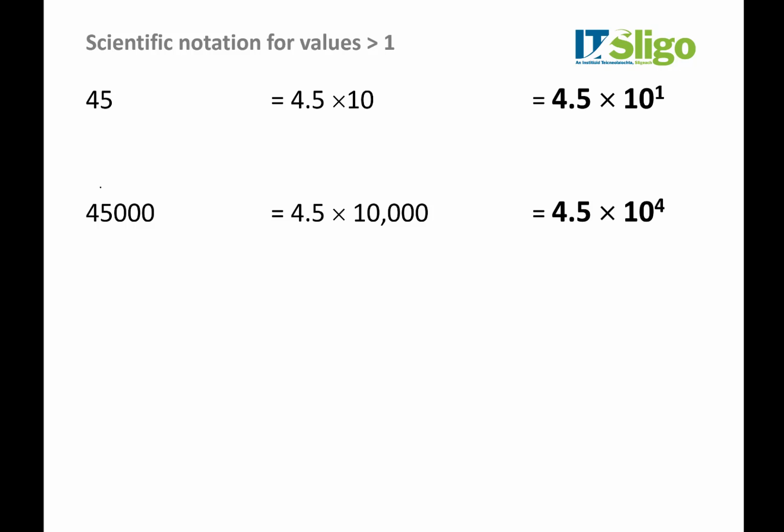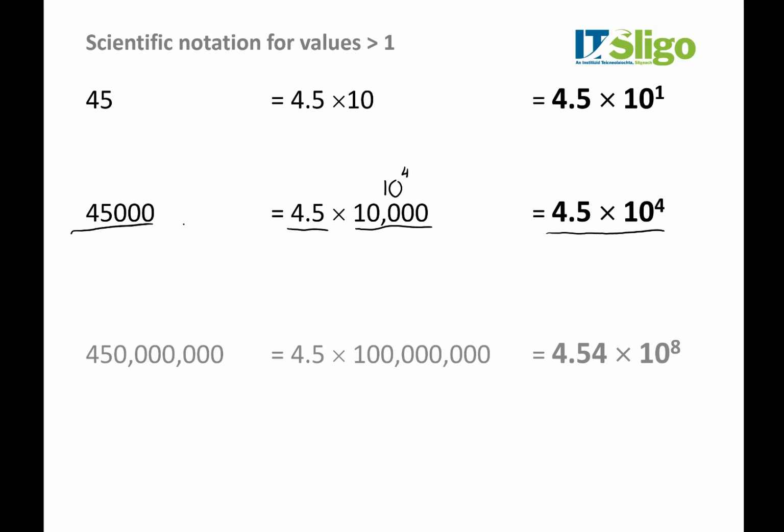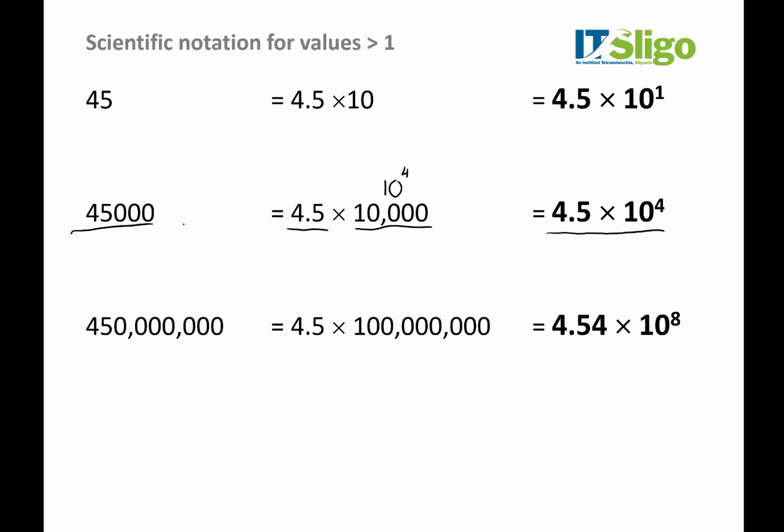45,000. Now this is 4.5, again a value between 1 and 10, by 10,000. And in 10,000 we have 4 zeros, so that's 10 to the power of 4. And there's our value in scientific notation. 450 million. It's 4.5 by 100 million. We have 8 zeros, so that's 10 to the power of 8.